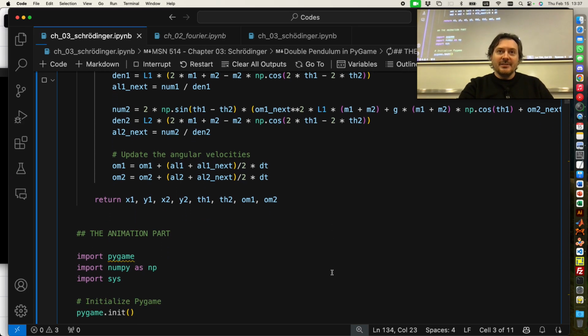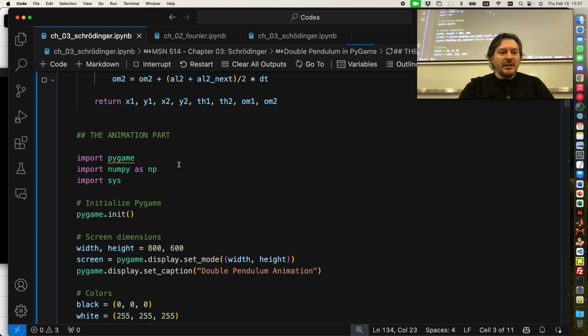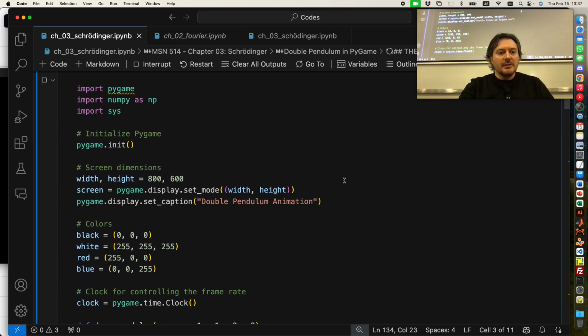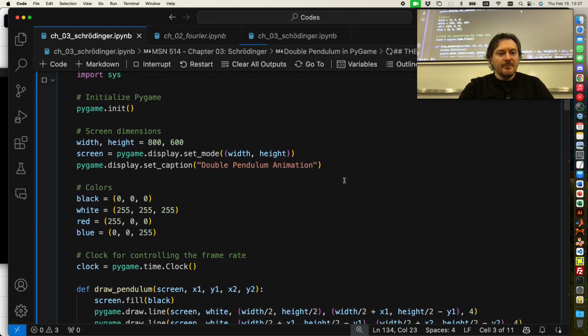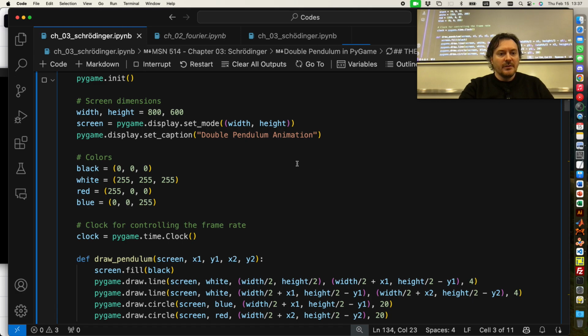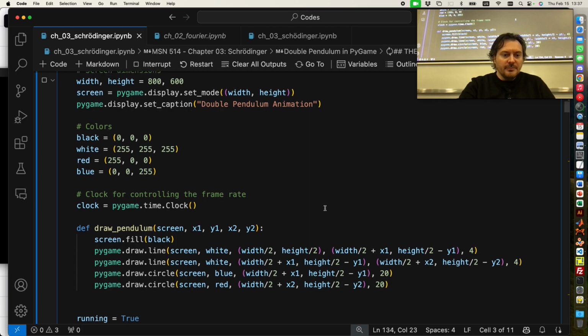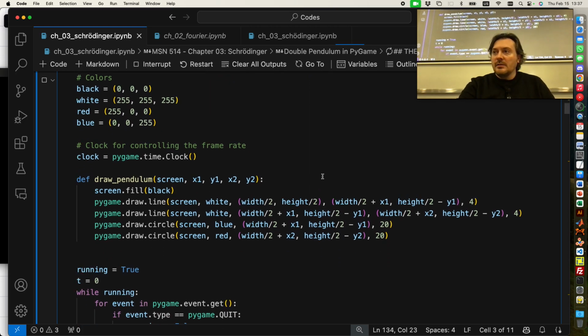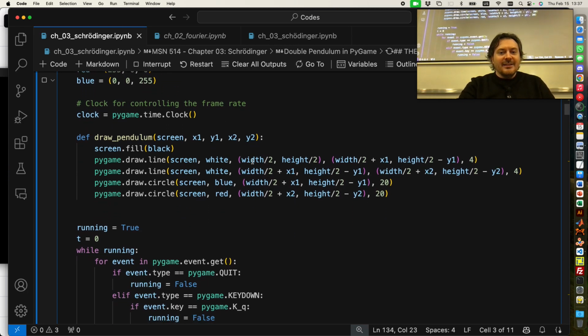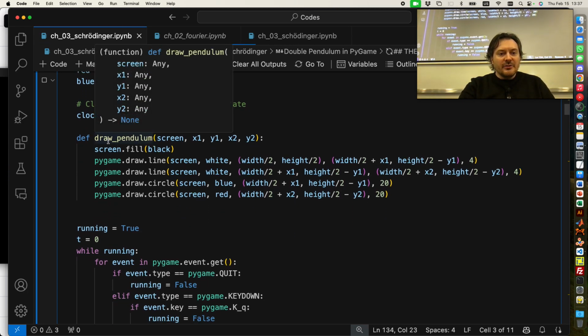Then the animation part. You start by importing this PyGame. And inside PyGame, you basically have some initializations. So the screen has some width and height. And you actually define some colors if you want. Black, white, red, blue. I don't know what this does. Just live with it. The main part is here, the drawing.